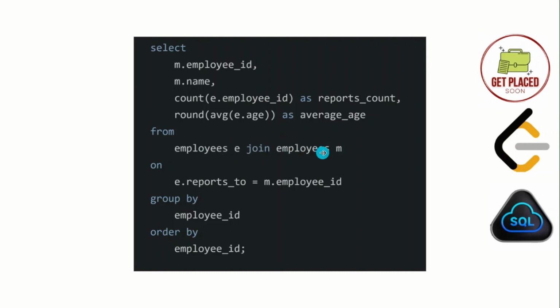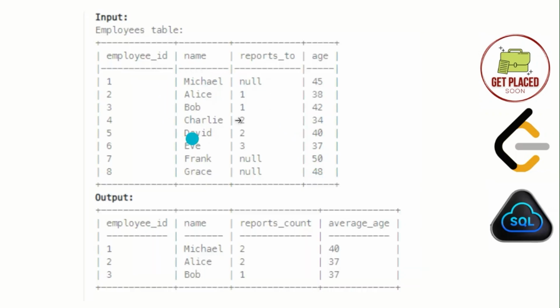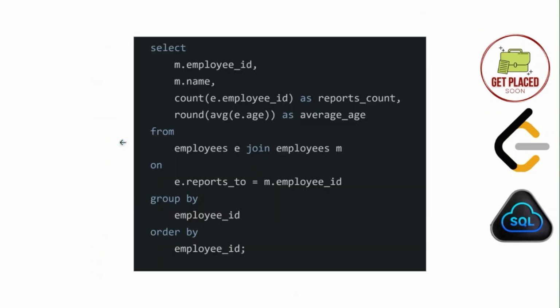Whenever we are doing a join, we are supposed to join based on some condition. The condition will be that the reports_to column from the employee table should be equal to the M.employee_id column. The same table is duplicated, so we have 2 copies of the same table. The reports_to column of the employee table and the employee_id column of the manager table will be matched.